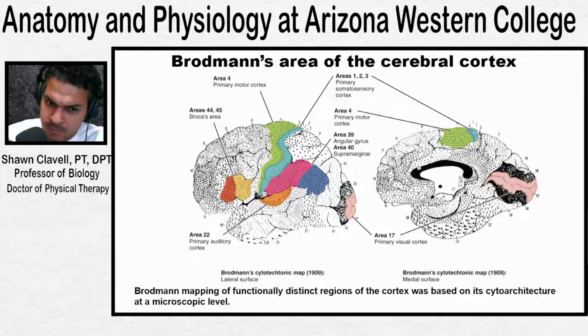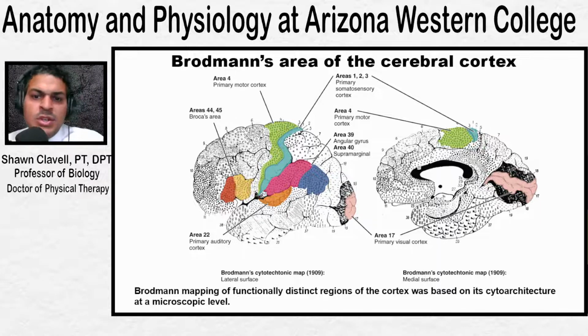Now, a German neurophysiologist by the name of Korbinian Brodmann performed an extensive study of the microscopic anatomy of the brain, which might be referred to as the cytoarchitecture of the cerebral cortex. And so what he was able to do was divide the cortex into 52 separate regions of the brain based on the histology of the cortex.